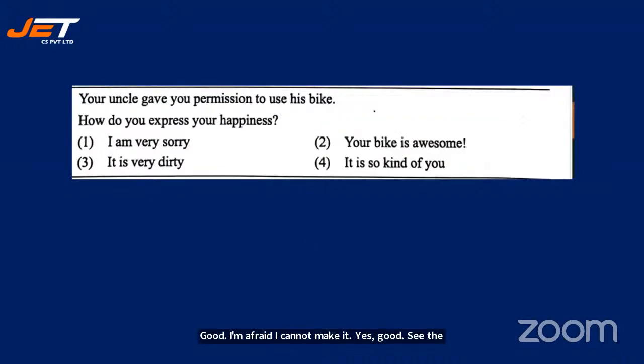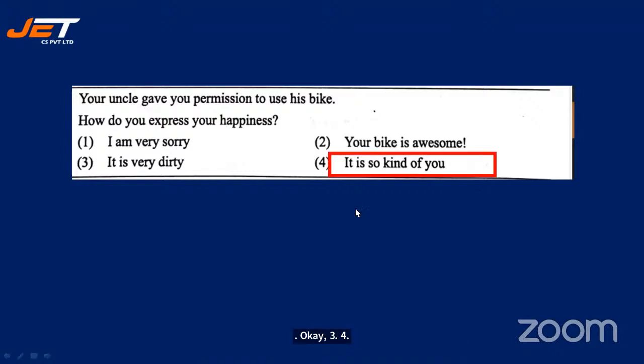Your uncle gave you permission to use his bike. How do you express your happiness? I'm very sorry, it's very dirty. Your bike is awesome. Or, it is so kind of you. I'm sure you would get confused between option 2 and 4. Let me see how many are going to give me the correct option. Okay, 3, 4. There's a mixed answer that I'm getting. It is so kind of you, because giving permission means what? You're getting permission from somebody. So unless and until they are so kind, otherwise you cannot get the permission, isn't it? So just remember this. See the next one.